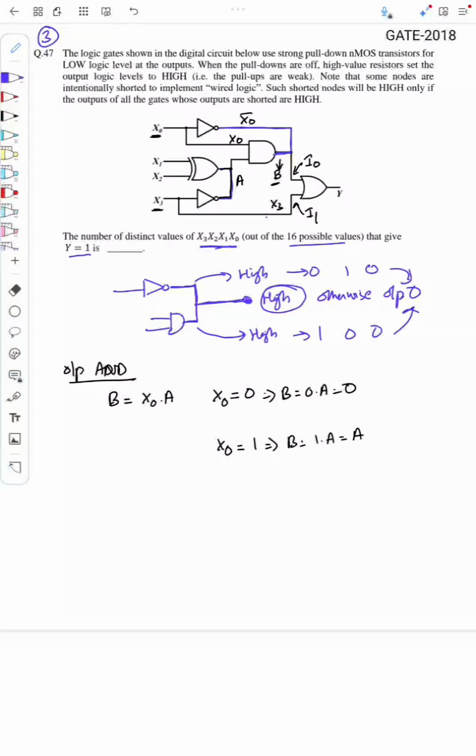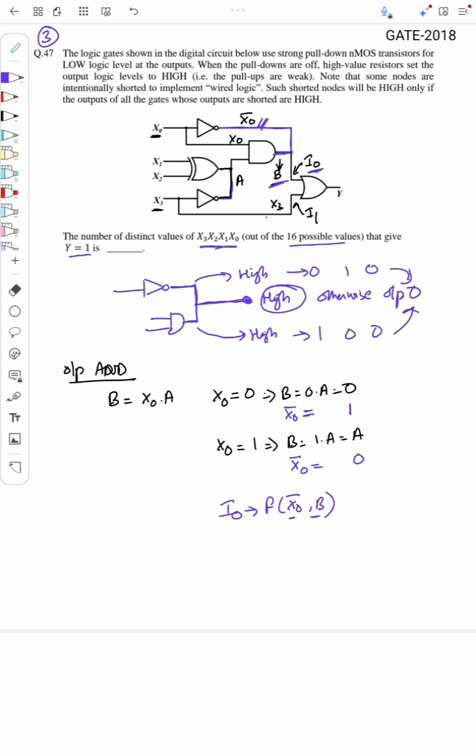Now what happens here? There is one more input connected together, that is x0 bar. So if x0 equal to 0, x0 bar is equal to 1, and when x0 is equal to 1, then x0 bar is equal to 0, right? Now if you carefully see, I0 is a function of both x0 bar and B, because B and x0 bar are connected together. So if any one of these inputs is 0, the output will be 0, and if both are 1, then the output is 1, right?